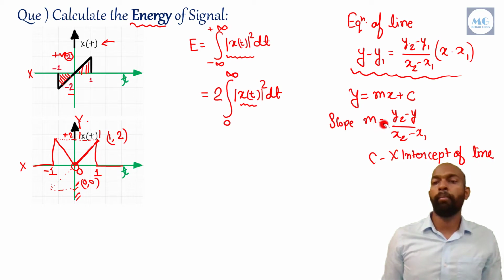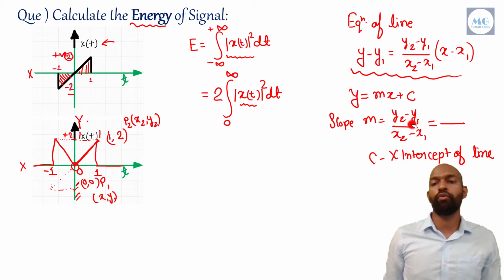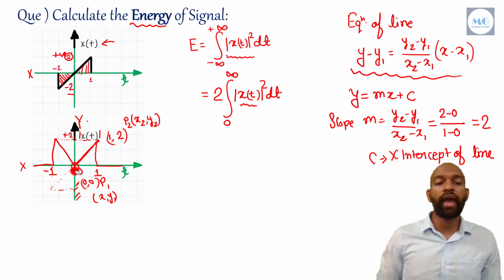So what will be m? Let's assume this point is point 2, which is x2, y2, and this is point 1, which is x1, y1. Now we just have to put in the values for y2, y1 and x2, x1. So it will become (2 minus 0) by (1 minus 0), which is equal to 2. And c is the intercept of the line. That means the value where the line touches the axis. The line is crossing the axis at point 0. So c will be 0.